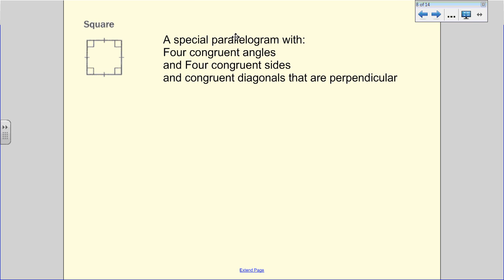And then a square was kind of like the meeting of all characteristics. It was a special parallelogram that has all the properties of a rhombus, so it has four congruent angles, diagonals that are perpendicular, four congruent sides, and congruent diagonals. So we need to see not only four 90-degree angles or four congruent angles, depending on how they want to mark those for us, but we also need to be able to see that the sides are all congruent.